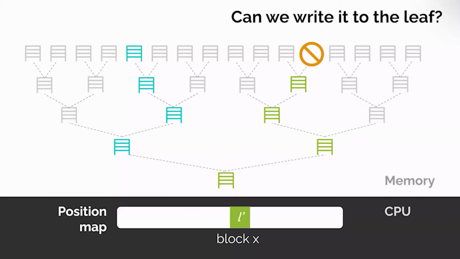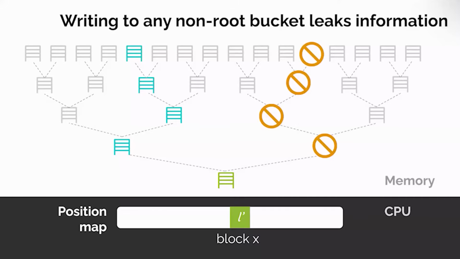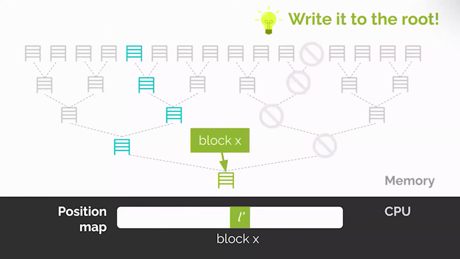Now for the same reason, you should not write it to any of the internal nodes, because even though the internal nodes don't reveal the entire choice of the path, they reveal partial information about the choice of the path. So in fact, the only safe place to write it is into the root bucket. So okay, I'm going to take my block and write it into the root.